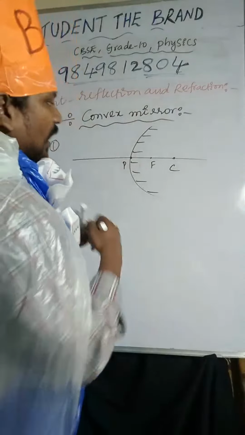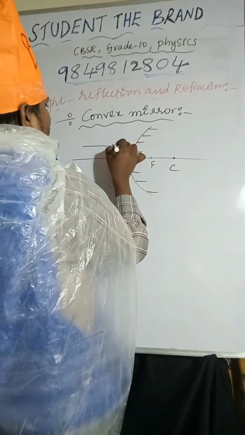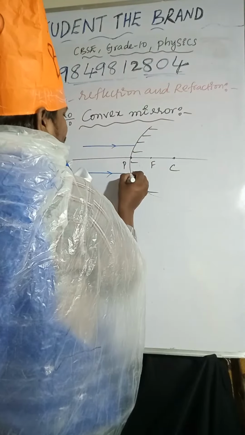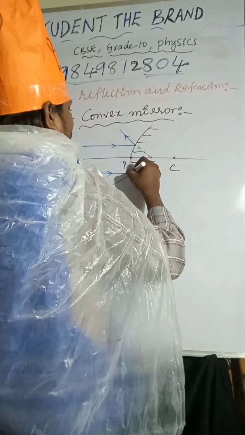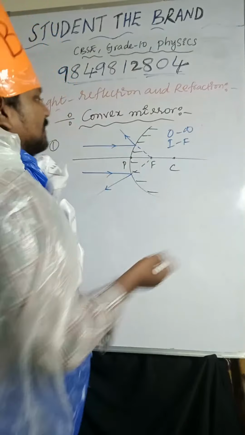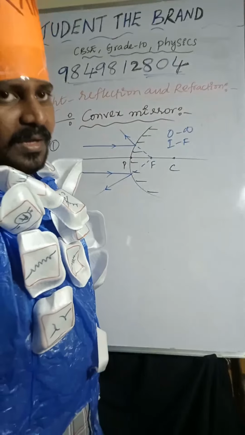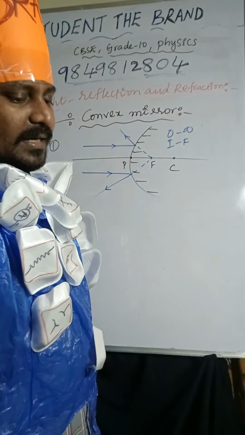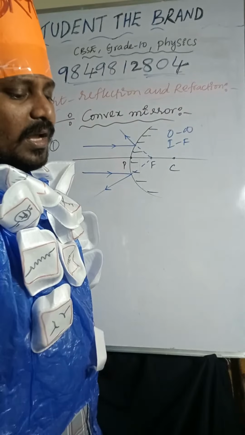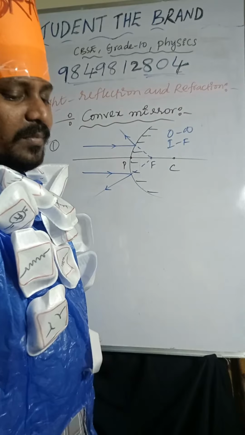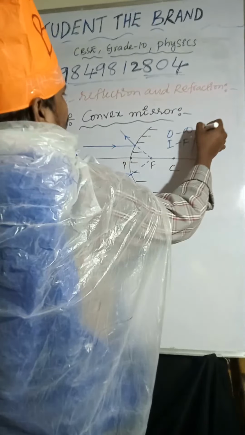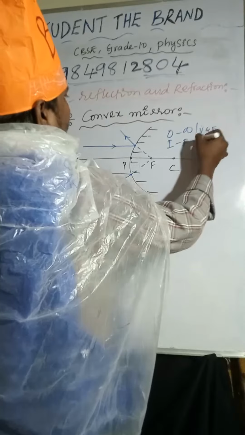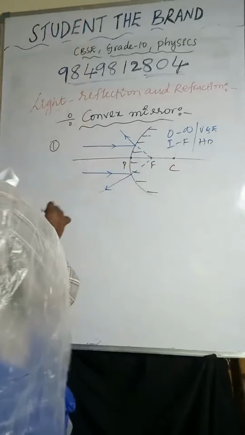Now, object is placed at infinity. Light rays are coming from infinity, and after reflection those light rays are moving away. If you extend them, the image will form. Object is at infinity, image is forming at focus. Nature of the image is virtual, erect and diminished. So in a convex mirror, always a virtual, erect and diminished image will form. Highly diminished. Coming to the second one.